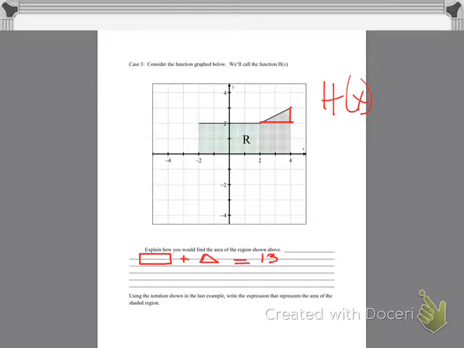Now, can we express this using the notation from the previous page? And you should be saying, yes, I can. Here is your integral symbol. -2 is your endpoint. 4 is your other endpoint. Your function is h of x. And you always add a dx because you're taking the derivative. You're undoing the derivative with respect to x, really. And your answer is going to be 13 square units. So that's how I would express the area using good calculus notation. Okay, let's go on to the next page.